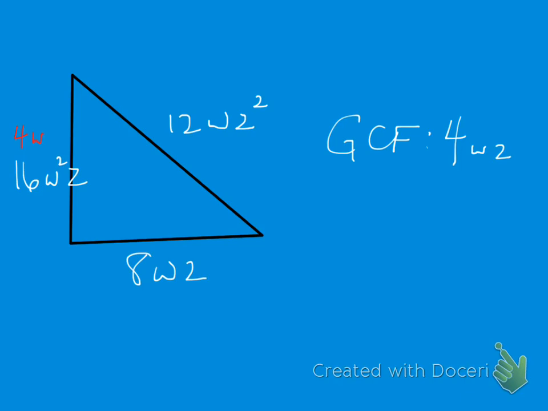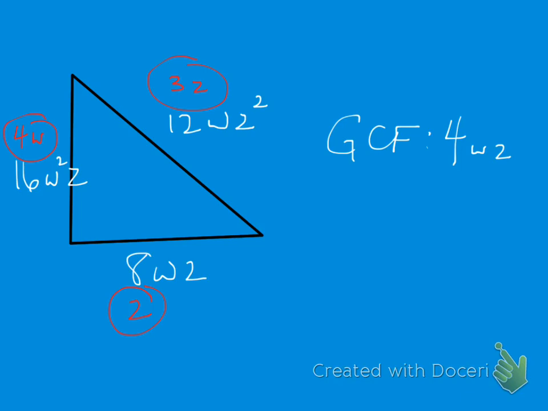Canceled out. Okay? So this is what I have left when I divide my GCF out. So 12 divided by 4 is 3. W divided by W is out. Z squared divided by Z is Z. So that's what I have left when I divide out my GCF. Okay? 8 divided by 4 is 2. W divided by W is out. Z divided by Z is out.